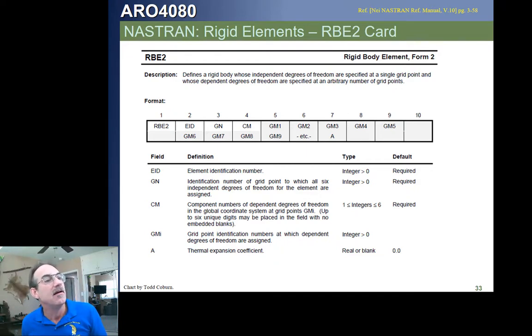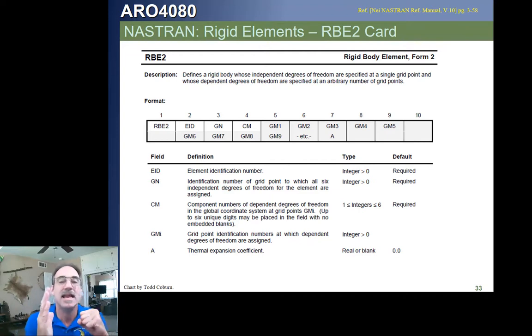If you look at field 4, that's the component number. So let's say that we have grid 1, and then in fields 5 through whatever, we have grids 2 through 10, like I said. And let's say we only put a 1 in field 4. So we only attach the component 1, or the X direction. That means if node 1 has a 0.5 displacement, all these other nodes that are defined here will also have a 0.5 displacement. They will go with it as if it's completely rigid between them. So if this grid moves in the Y direction, those nodes won't follow because we only have a 1 in there. If it moves in the Z direction, those nodes won't follow. If they rotate, it won't follow. But if it moves in the X, in the 1 direction, these will move exactly the same way.